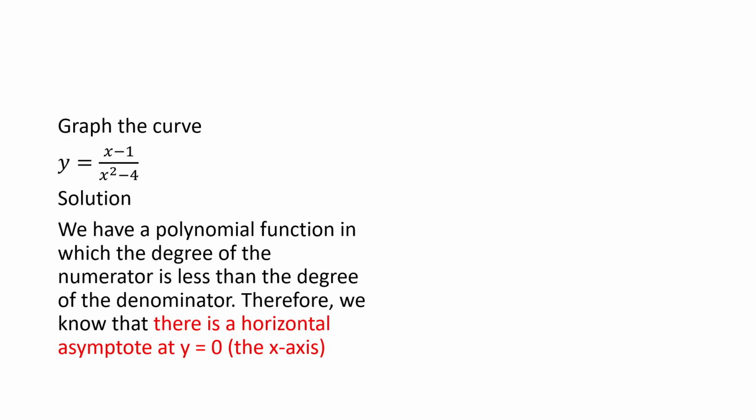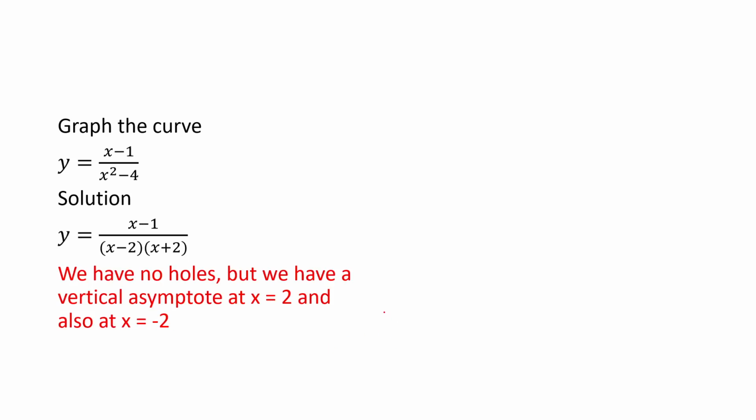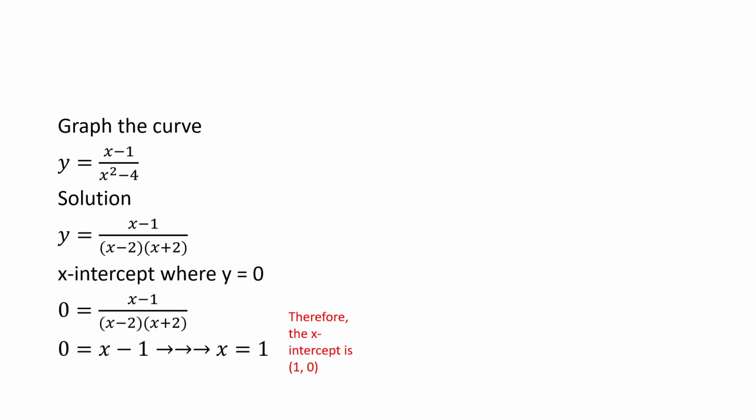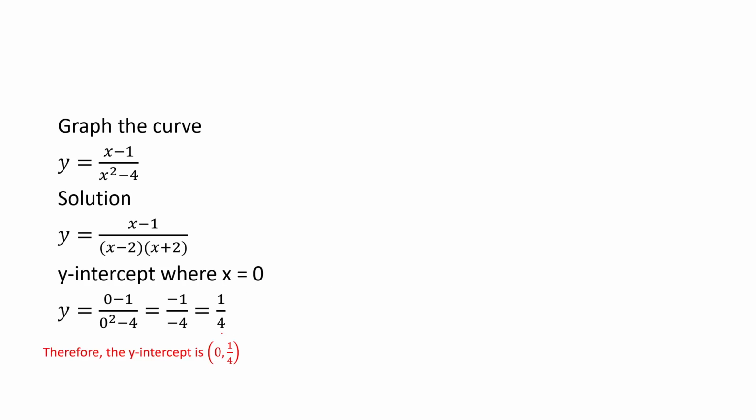In this case, the degree of the numerator is less than the degree of the denominator, so we definitely know that we have a horizontal asymptote at y equals 0. We don't have any holes, but we do have a vertical asymptote at x equals 2 and x equals negative 2. When y is x minus 1 over x minus 2 over x plus 2, we have an x-intercept where the y coordinate is 0. Letting y equals 0 and solving for x, we get x equals 1, so we got one x-intercept this time. We also have a y-intercept at 0, 1/4. How do we find that? We just let x equals 0 and evaluate y.